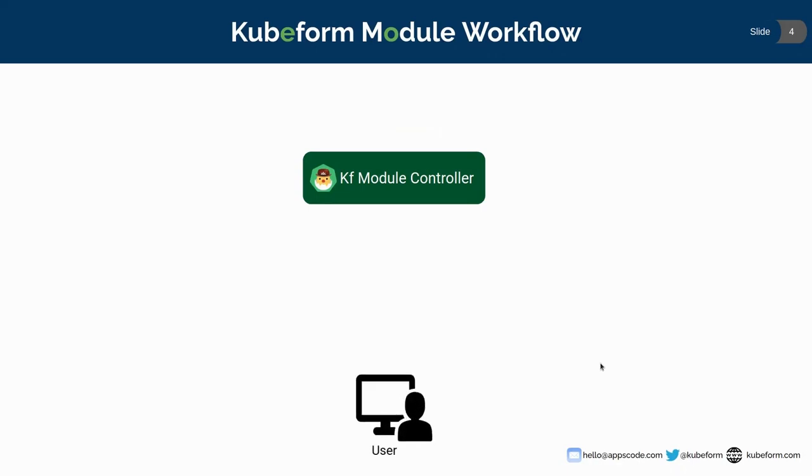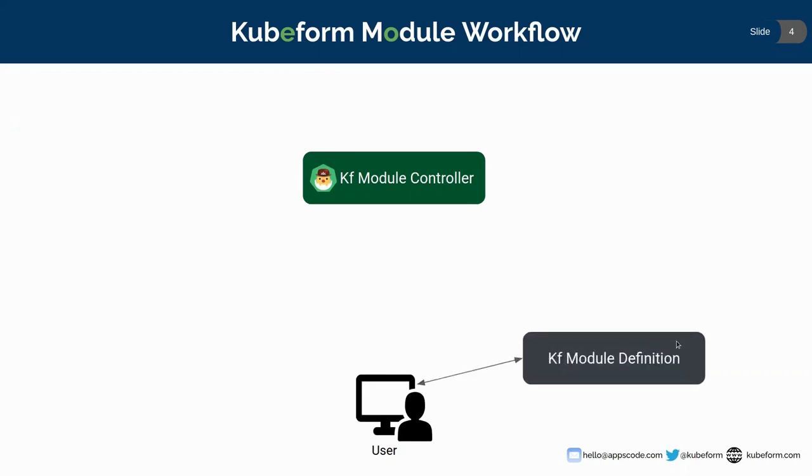Let's suppose a user comes and wants to use Terraform modules written by the official Terraform registry or by themselves, which are stored in any Git repositories, whether public or private. Then they first need to generate the Kubeform module definition using the Kubeform CLI gen module command. We will see the gen module command in Kubeform CLI in detail in the next video.